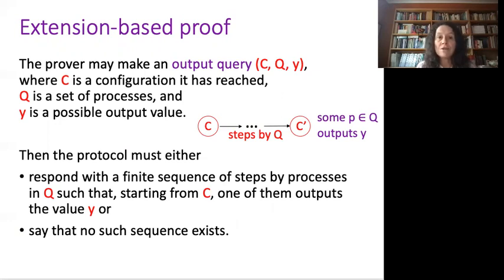For example, if Q is the set of all processes, then the output query C, Q, 0 asks whether there's an execution starting from C in which the value 0 is output. Likewise, the output query C, Q, 1 asks whether there's an execution starting from C in which the value 1 is output. These two queries tell the prover whether the configuration C is bivalent.